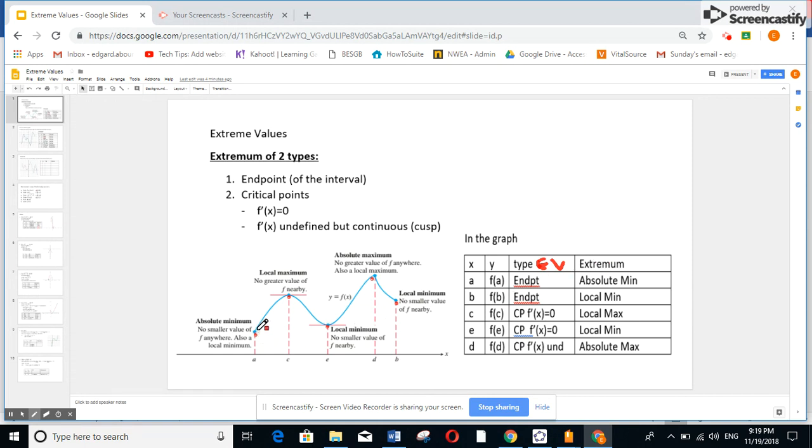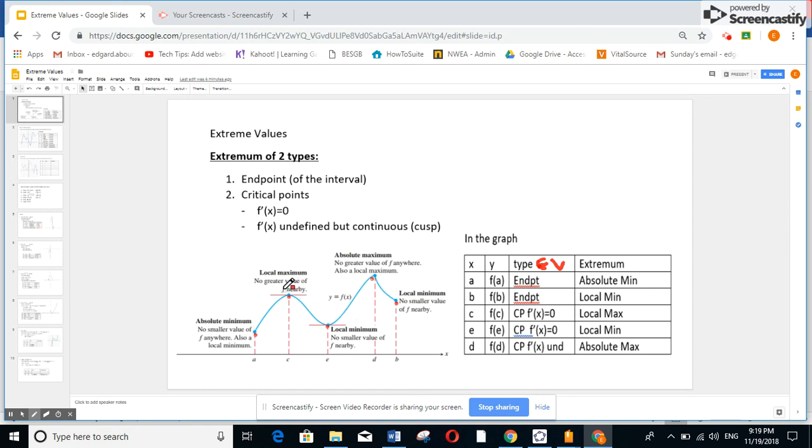We are going to start with the endpoints. At point A, we have an endpoint. This is the starting point, and the graph goes up. So this is the least point that I have. It has an elevation, suppose f of a, which is unknown. It's an endpoint, but it is an absolute minimum. I have point B, which is an endpoint. Its elevation is f of b. Type of extreme value: an endpoint. It is also a local minimum. It's local because it's not the lowest point on the curve.